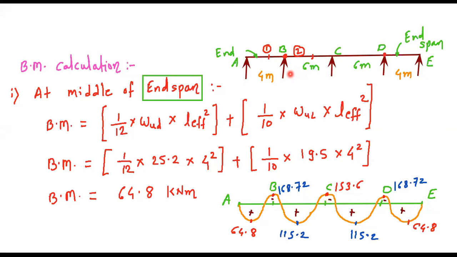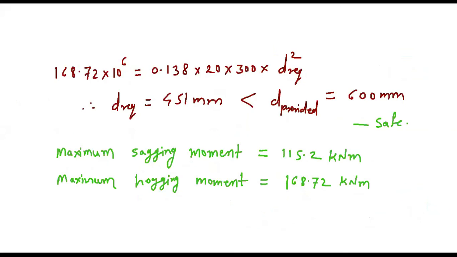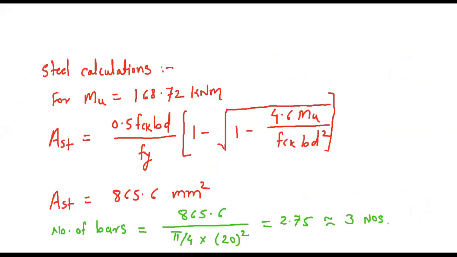For that, we have to go to page number 36 of the IS code, and on that page, different coefficients are given. Accordingly, we will choose our coefficient. We will complete the remaining part in the next lecture.